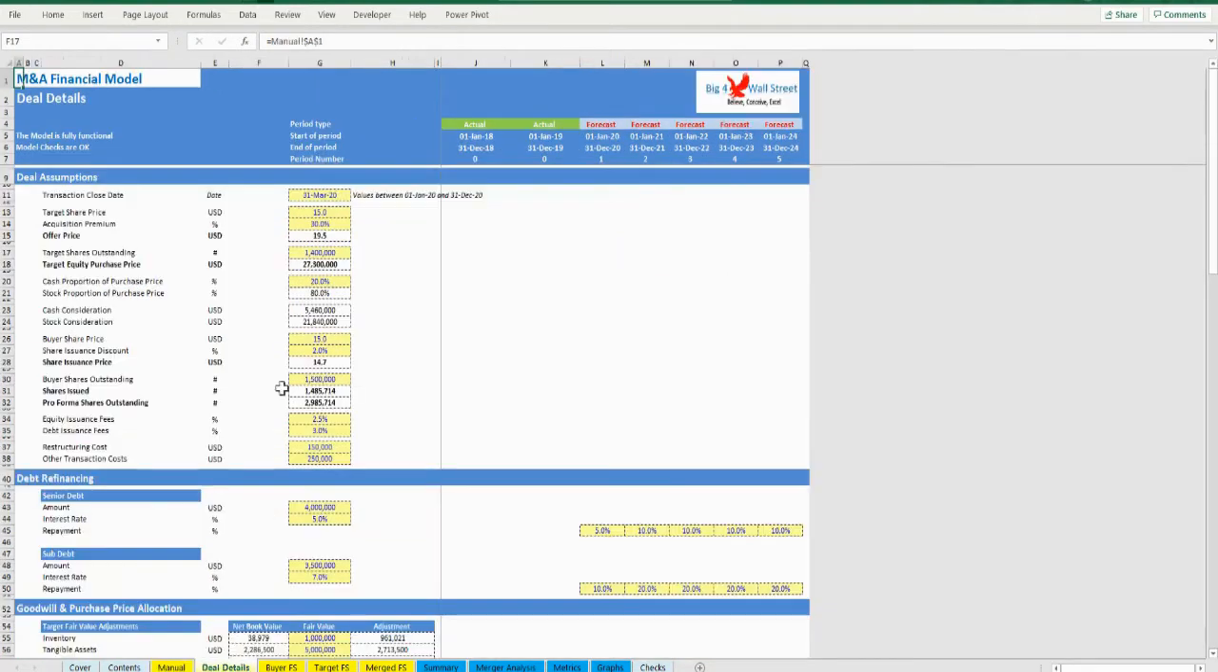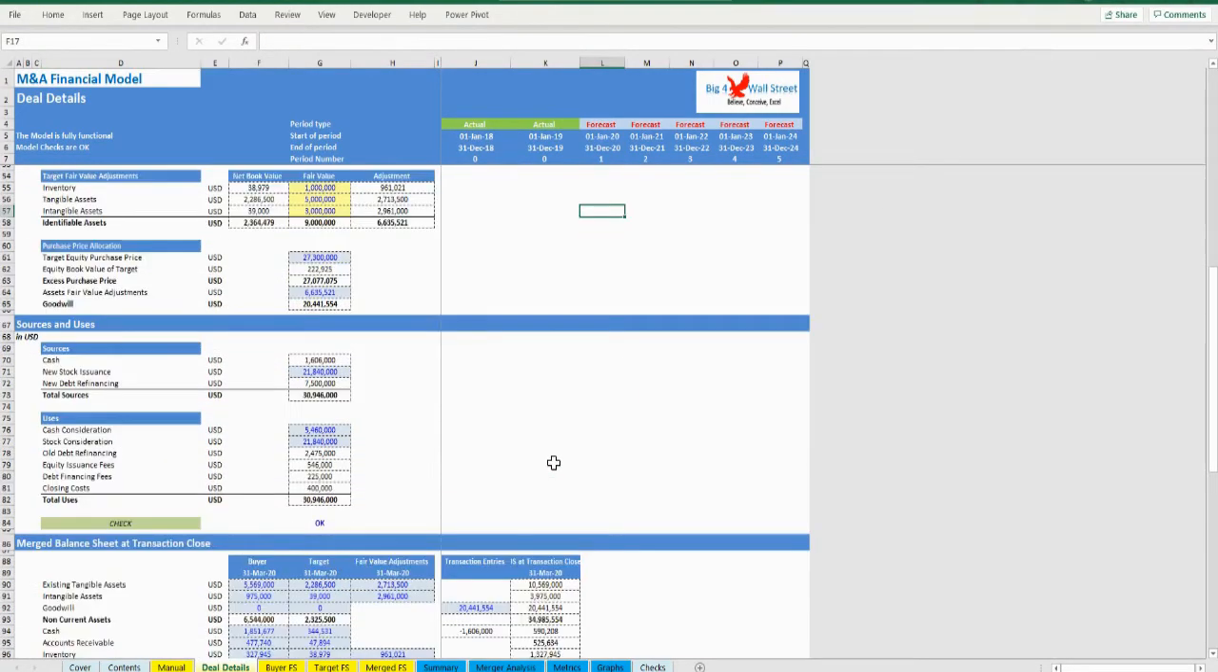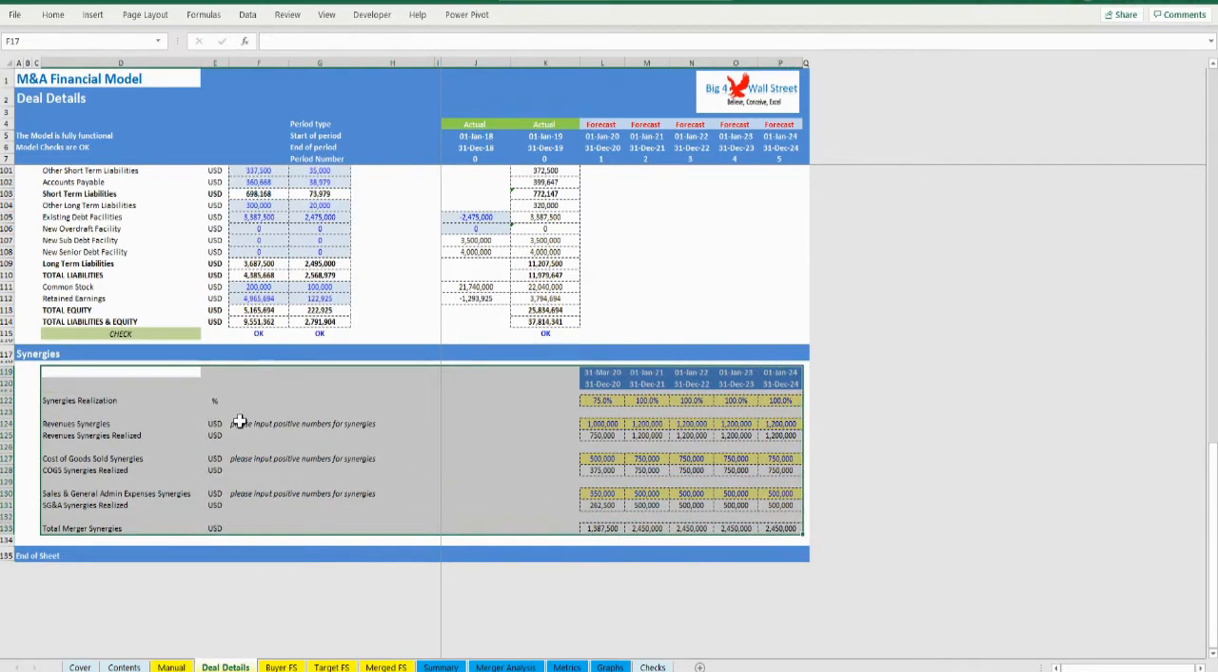In the Deal Details tab, there are 4 sets of assumptions. The first set is related to the deal assumptions such as share prices, shares outstanding for both buyer and target, acquisition premium, cash proportion of the purchase price, equity and debt issuance fees, as well as restructuring and other transaction costs. The second set is related to the debt refinancing into senior and sub-debt. The third set is related to the fair value of the acquired target assets, while the fourth set is related to the synergies from the merger. Don't forget to set synergies as positive numbers.